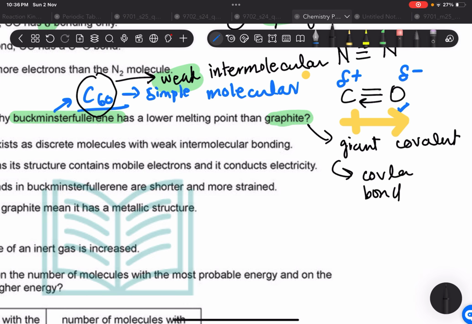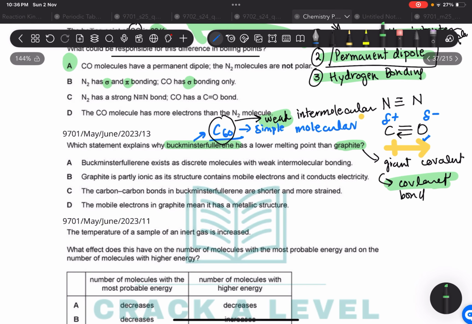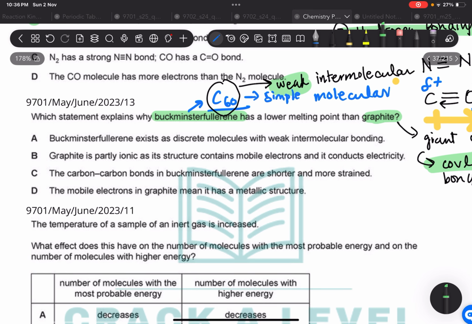So that's why graphite is going to have a higher melting point. Okay, Buckminsterfullerene exists as discrete molecules with weak intermolecular bonding. Yeah, that's correct. Graphite is partially ionic.